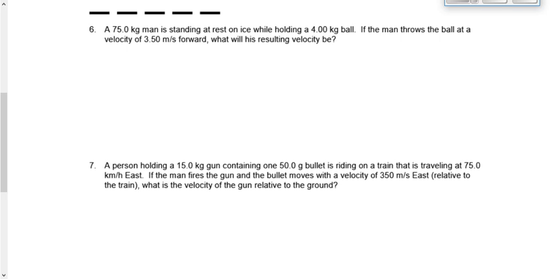Okay, let's have a look at number 7 here. Number 7 says a person holding a 15-kilogram gun, a really, really heavy gun, containing one 50-gram bullet, is riding on a train that's traveling at 75 kilometers per hour. Man fires the gun and the bullet moves 350 meters per second to the east. What's the velocity of the gun relative to the ground?